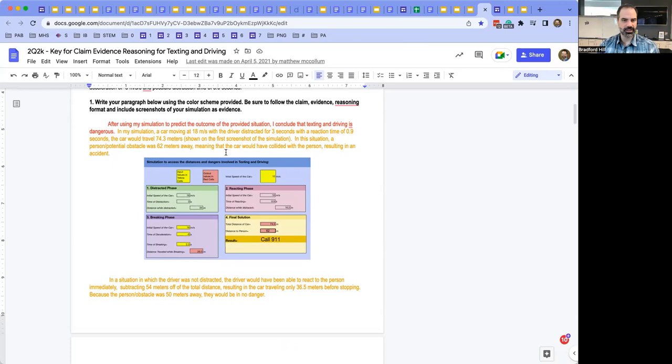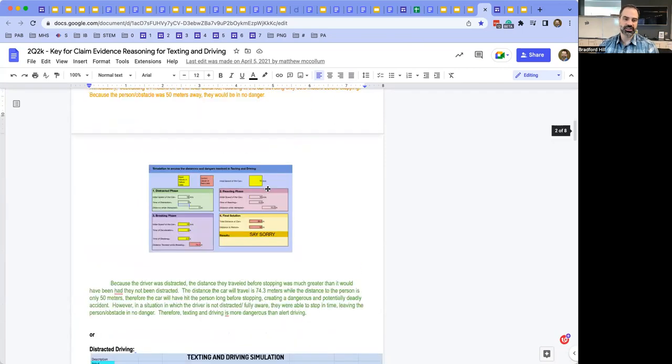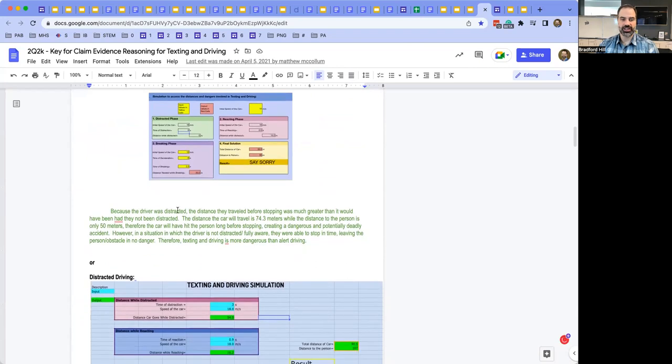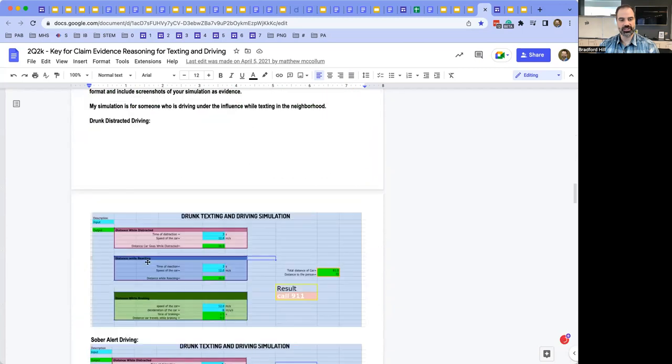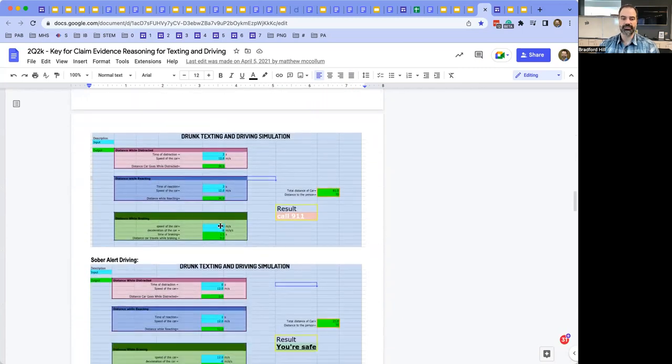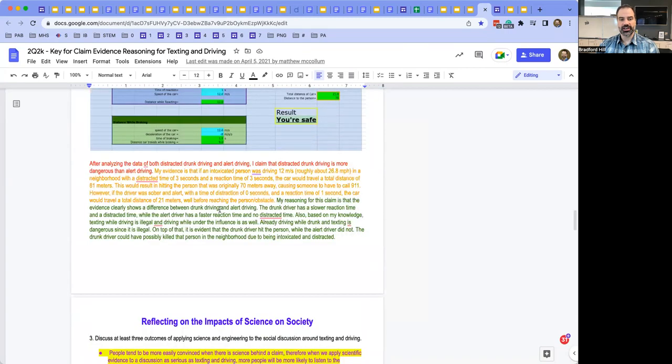And of course, writing, most students are not excited about, but they're a little bit more willing because, in language arts and social studies, they're always referencing other sources. Here, they're referencing a simulation they made. So here, I'm just looking at the key. So lots of good stuff. And then, of course, it's always nice for them to come up with a new situation. This one wanted to look at a drunk, distracted driver and make an argument from evidence.